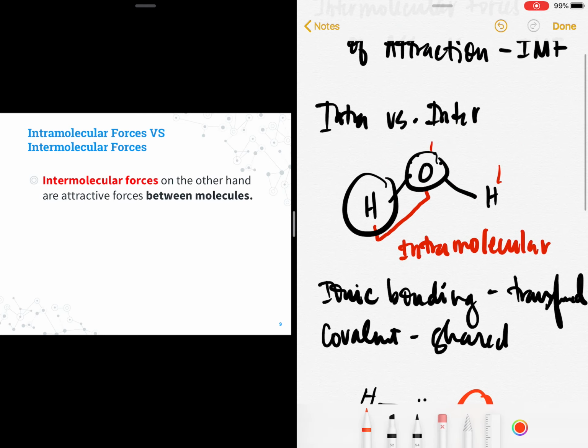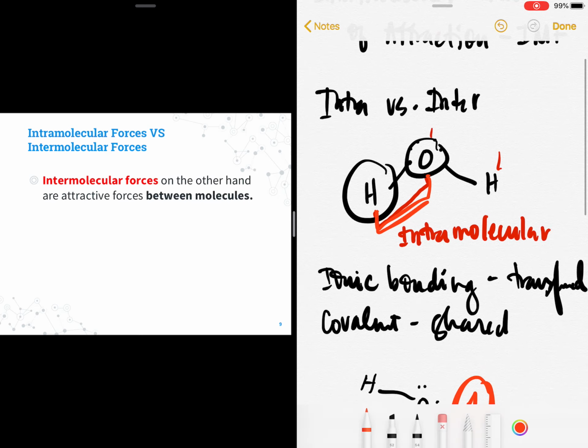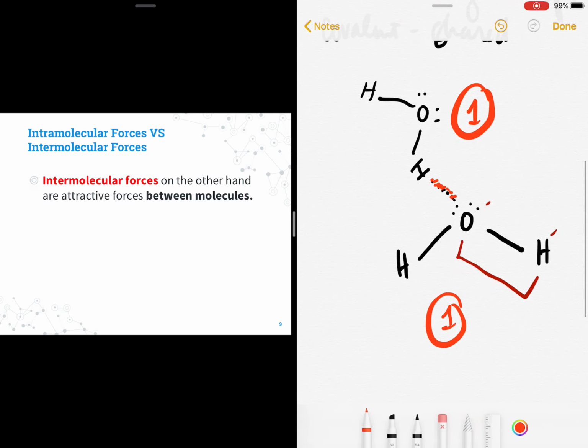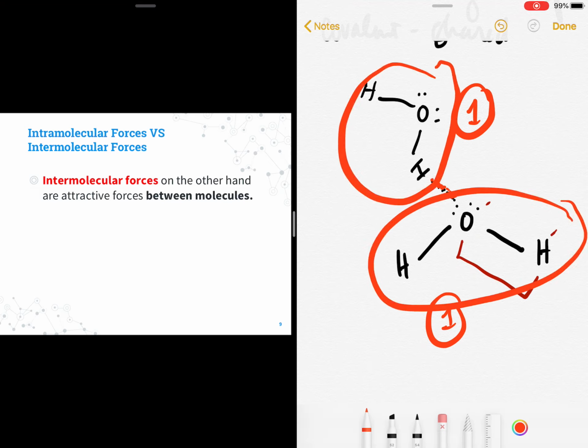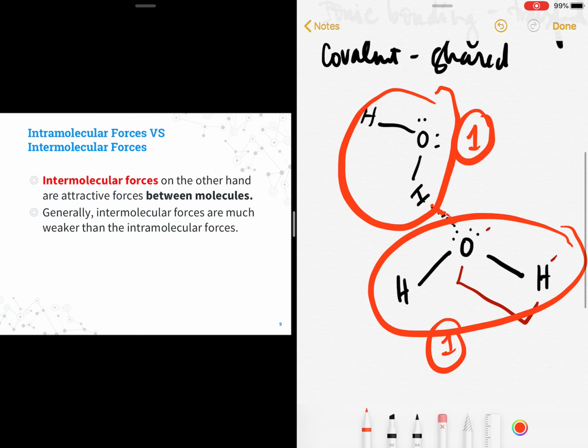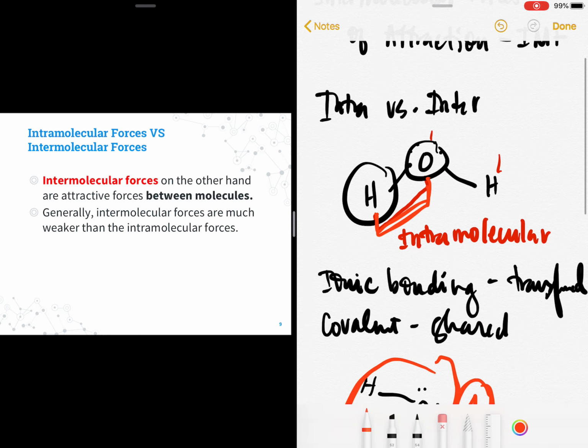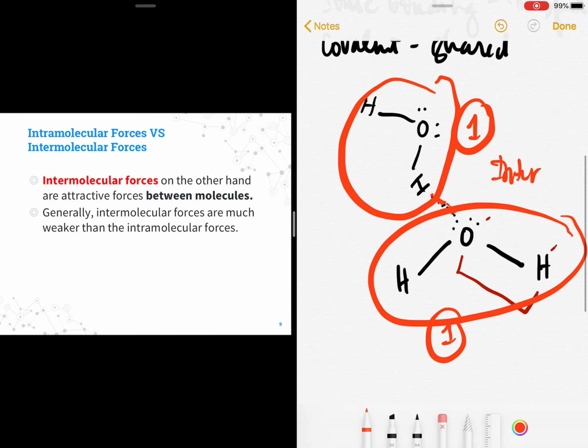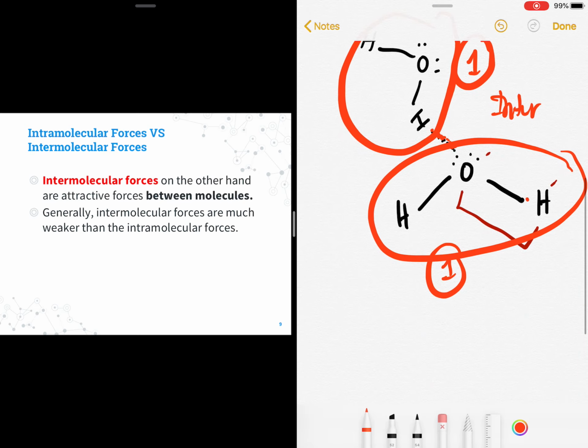Pag intra, that is between atoms. Pag inter, that is between one molecule to another molecule. And generally, intermolecular forces are much weaker than intramolecular forces. What does that mean? Ang intermolecular forces of attraction ninyo, mas mabilis ma-break yan. Mas mabilis ma-break yung bond compared with your intramolecular forces. Mas mahirap i-break yung bonding between an atom to another atom kesa sa molecule to another molecule.